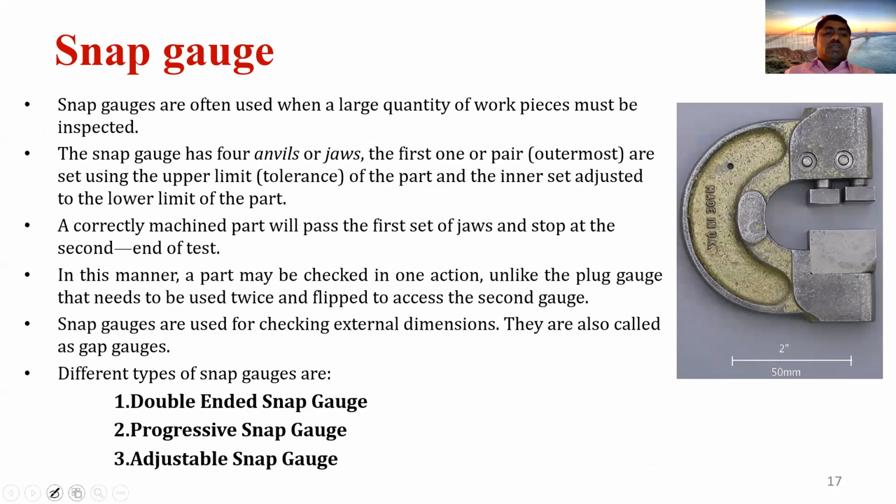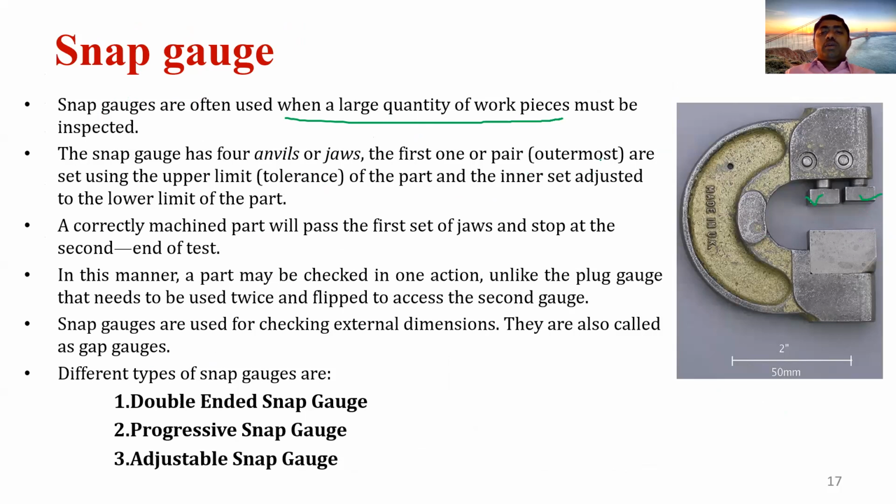And then the next gauge is the snap gauge. The snap gauges are used when we want to check a large quantity of workpieces, or if you want to inspect a large number of workpieces, we use the snap gauges. This snap gauge has 4 anvils. Here 2 anvils are there, here 2 anvils are there. So 2 sets of anvils.